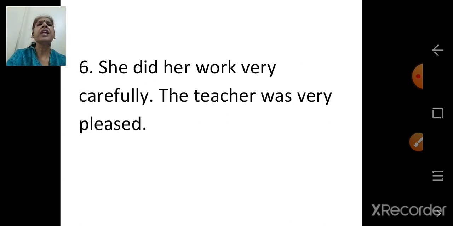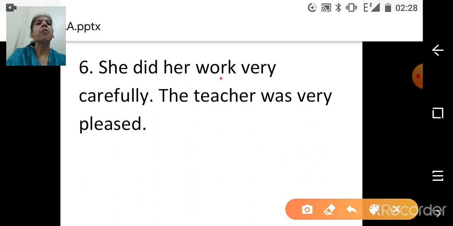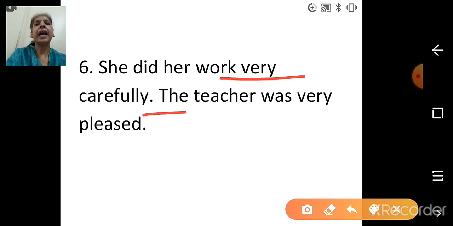She did her work very carefully. The teacher was very pleased. So the answer is she did her work so carefully that the teacher was very pleased. Here very will come. See, very is in both the sentences. She did her work very carefully. Here also very is there. The teacher was very pleased. But we have to leave one very. So that is, she did her work so carefully. This very is left out and so is used.